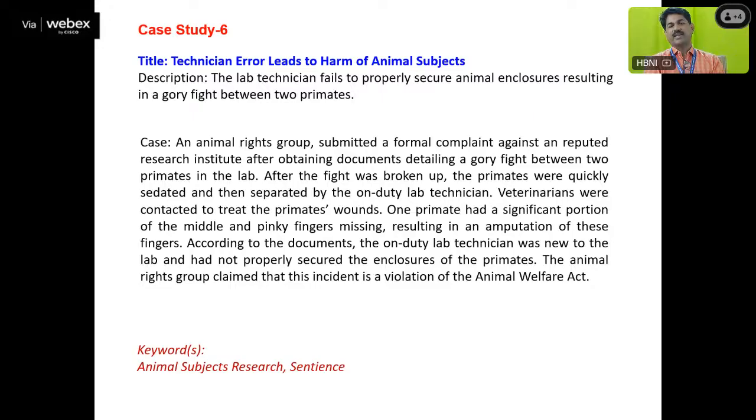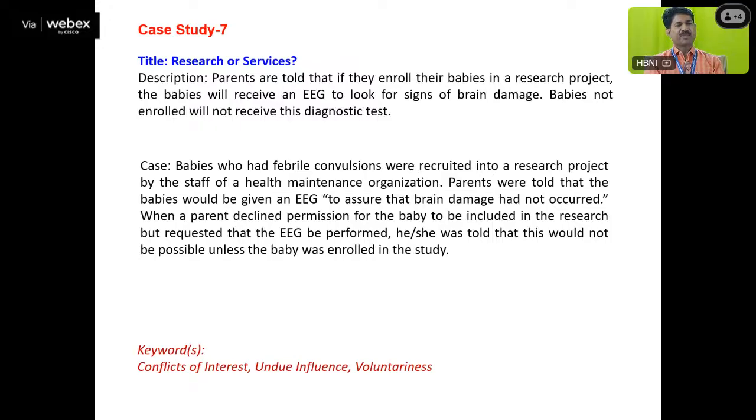Now we'll go to the next case study. This case study is about research and services. The description says that parents are told that if they enroll their babies in a research project, the babies will receive an EEG, a diagnostic tool, to look for signs of brain damage. Babies not enrolled in the research will not receive the diagnostic test. I'll mention the case, then we'll discuss it again.